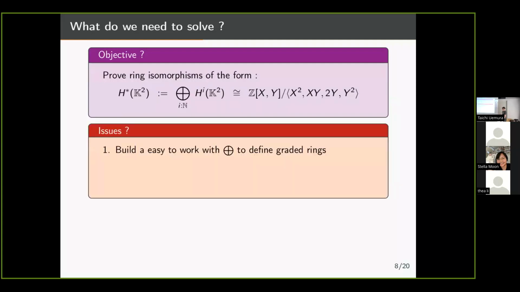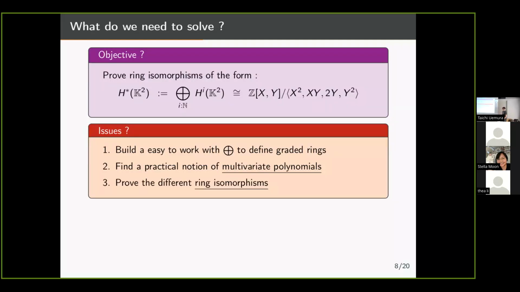So the challenges are, first, we need to define a direct sum which is practical enough to define graded rings, which is just a nice abstraction for cohomology rings, or it's just groups and a graded operation. You also need to find a practical definition of multivariate polynomials, because, for instance, a definition based on lists may not be very practical to use, and you need to define functions in and out. And lastly, you need to prove that this is a ring isomorphism. So you need to prove that the product is respected. So you need a definition that has a product which is nice enough to handle.